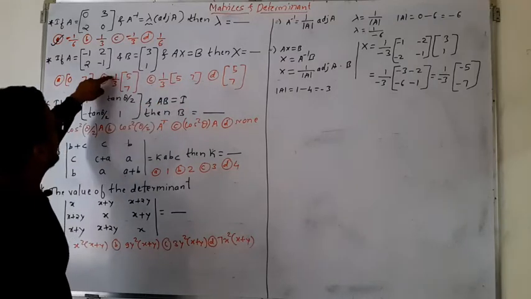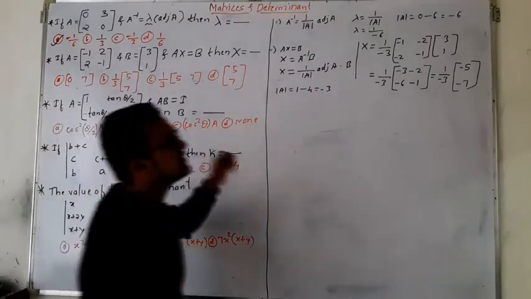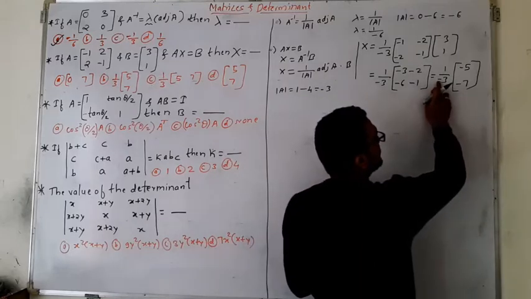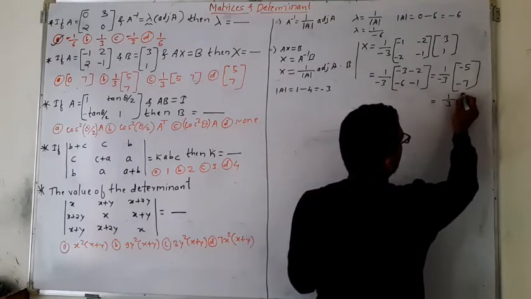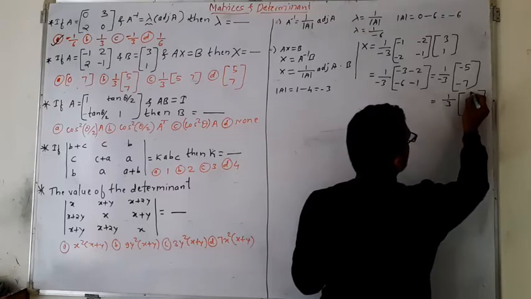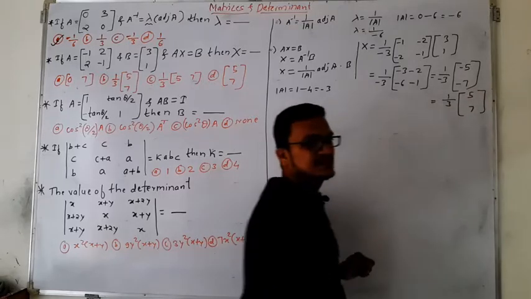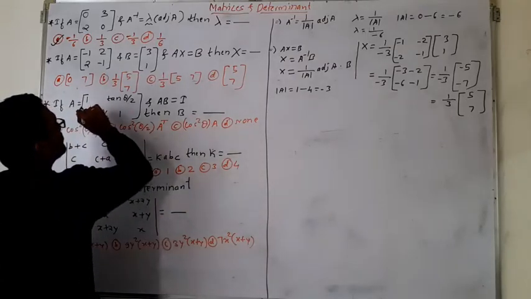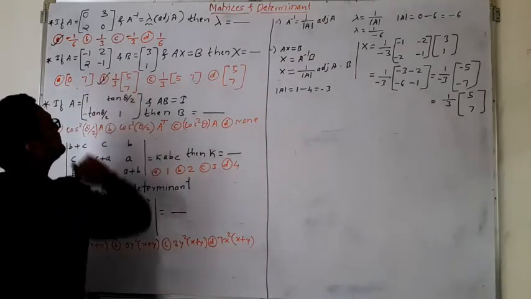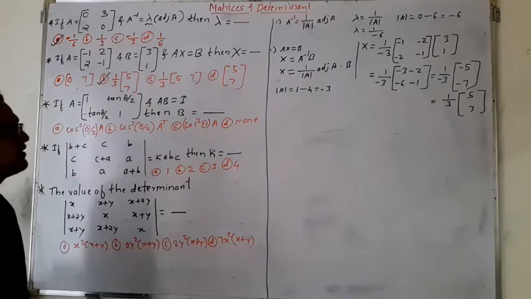No. We have 1 by 3 into 5 7. Now here the minus sign is there. If I take this minus sign inside the bracket, it will multiply and the elements will become positive. It becomes 5 and 7. So 1 by 3 into 5 and 7. So which option is it? Option B will be correct.